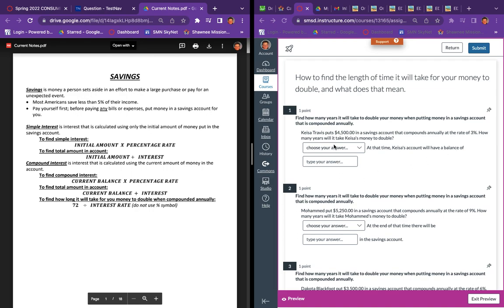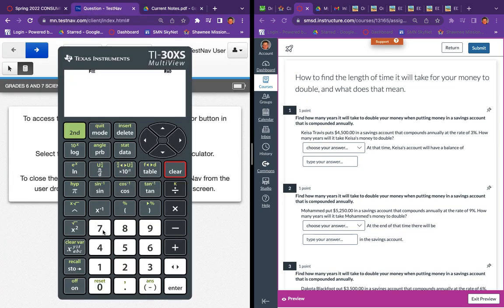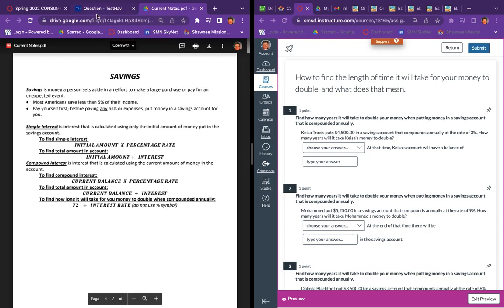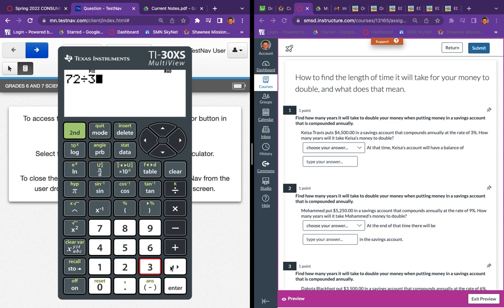So we're going to take the amount of money that Keisha has, which is $4,500. No, we're not. We're going to take the percentage rate, which is what's important. We're going to take the percentage rate, which is 3%, and we're going to take 72 divided by 3. So we're going to grab our calculator, and we're going to go 72 divided by 3. And we're not going to use the percent symbol because the notes say do not use the percent symbol. So we're simply going to take 72 divided by 3 and hit enter. And we get 24. So when we pull down this menu, we pick 24 years.